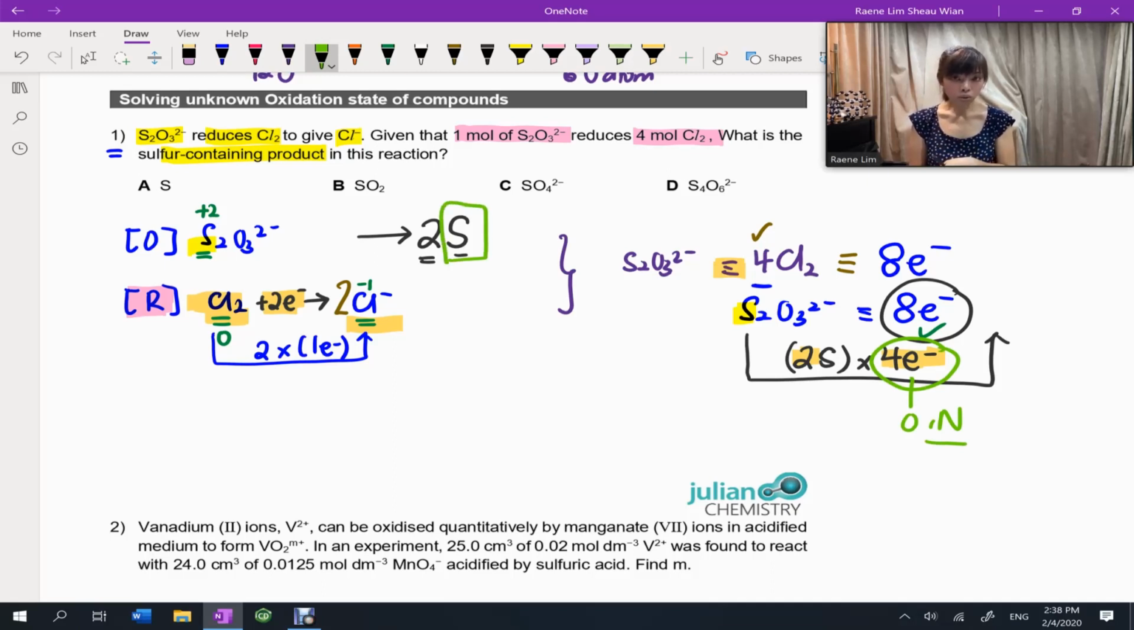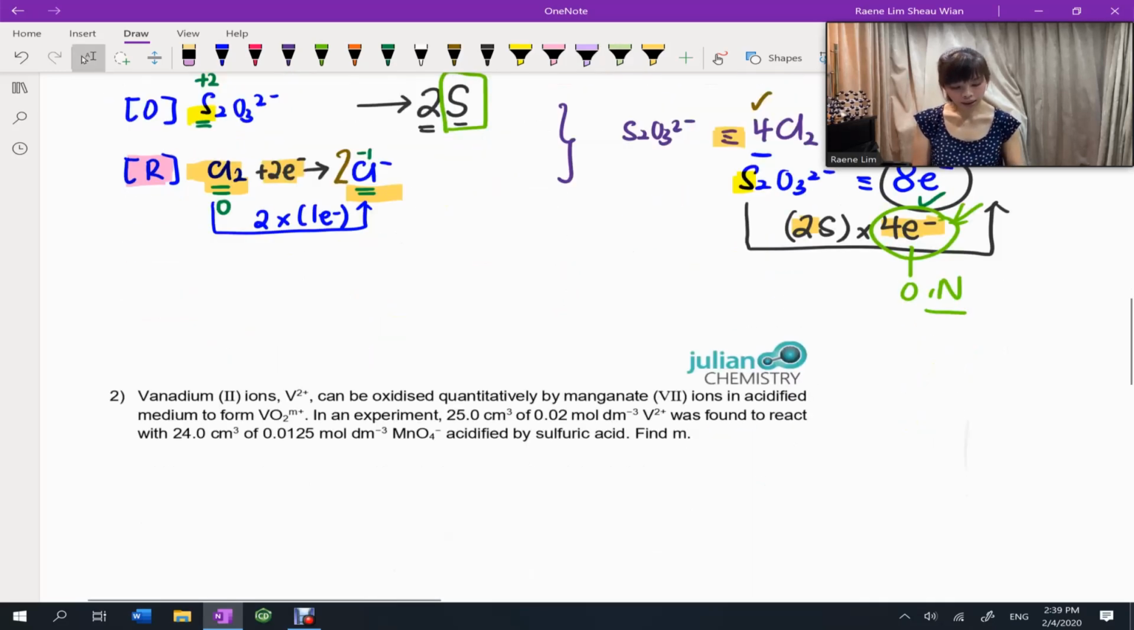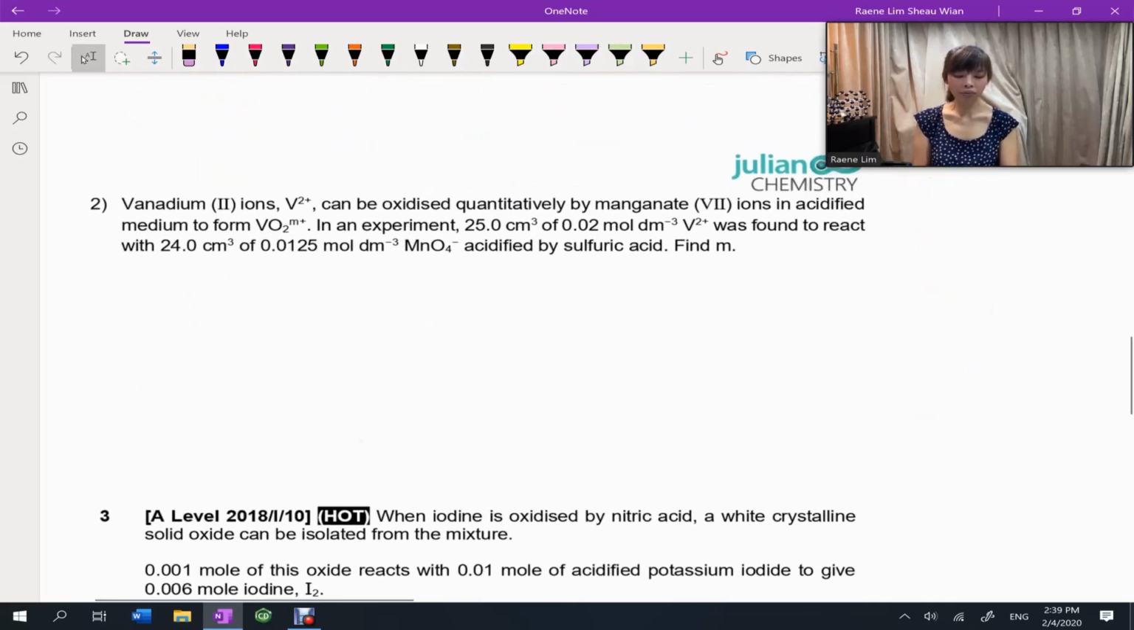So from +2, you must oxidize. That means the oxidation number must increase by a good 4 units. So therefore +2 plus 4, you get +6 in the product. So with +6 in the product, your answer can only be C, which is SO4 2-. Okay, now let's practice a few more times to get the hang of it.